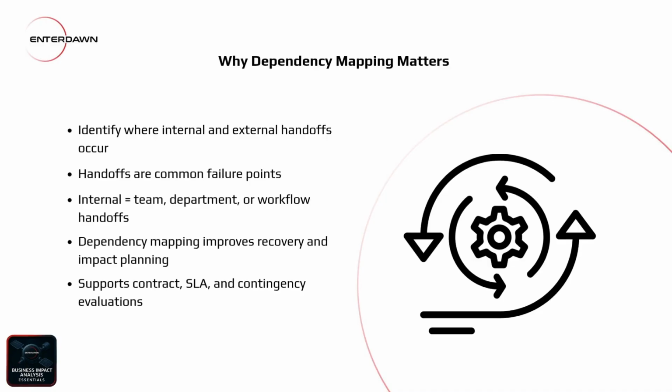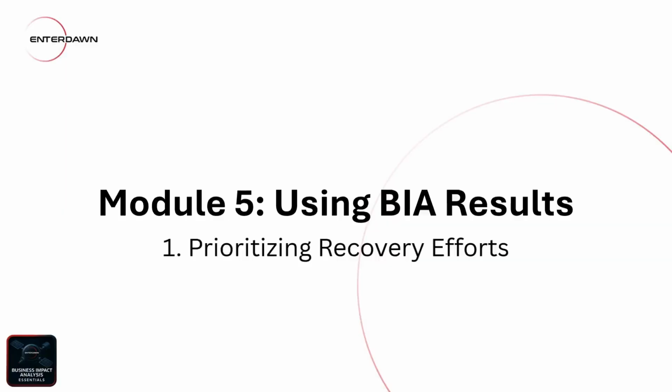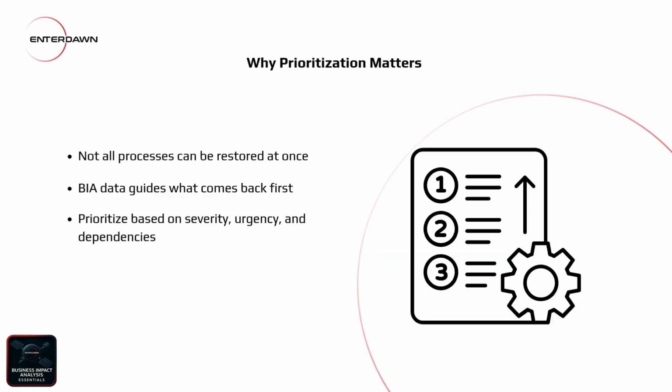With processes, impacts, and dependencies mapped, it's time to use your BIA results to make informed decisions, starting with prioritizing recovery efforts. Section 1 of Module 5, Using BIA Results. In this section, we will be exploring how to prioritize recovery efforts. Once the BIA is complete, the real value comes from how the results are used. And the first step is prioritizing recovery efforts.